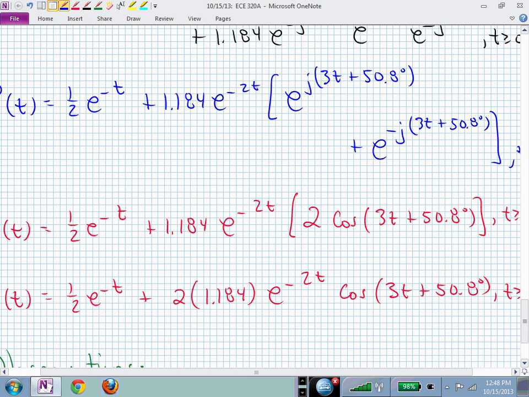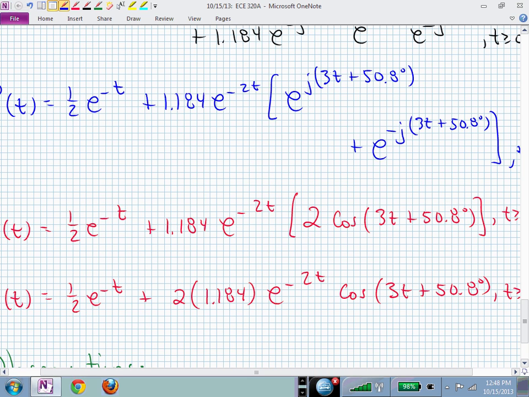You just double the magnitude, so 2 times the magnitude, e to the minus 2t, that was the damping on this sinusoidal variation, cosine of 3t, and here you have a plus 50.8. That was the angle of a sub 2. And that's all you have to write down on the exam. You don't have to rederive, you don't have to show where that's coming from. We're all okay with that derivation.